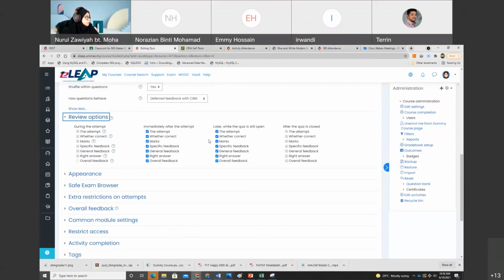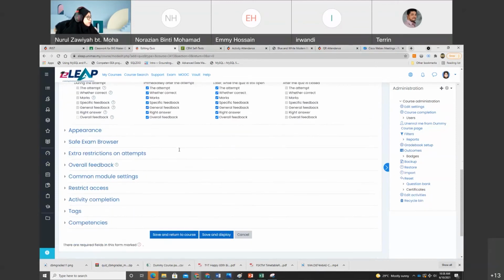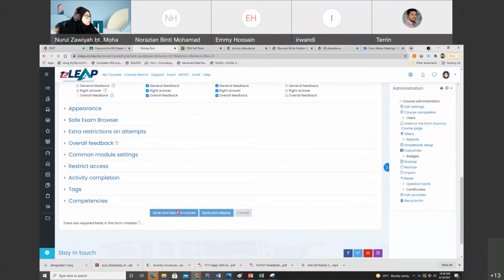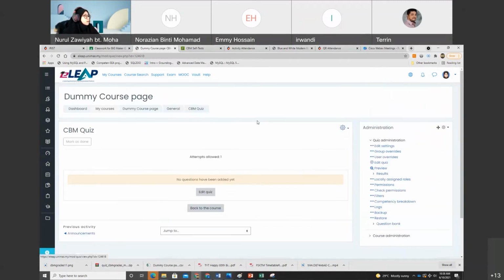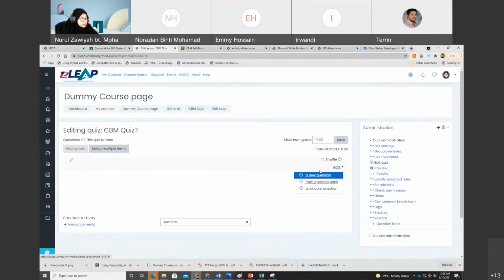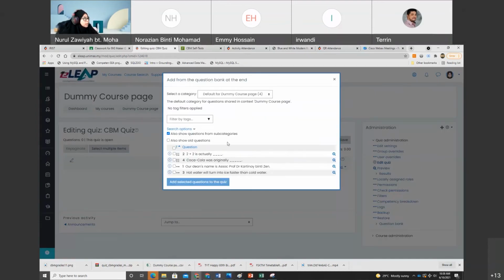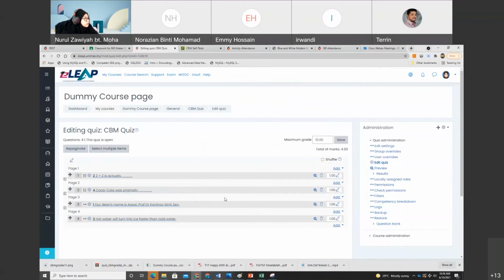And then review options. Maybe we just leave it at that. It's good for them to see their own performance. All right, so let's add in some questions. I have some in my question bank: our dean's name, 2 + 2, Coca-Cola. I'll add all of them. All of these are multiple choice and true/false questions. So the maximum grade is 4, 1 mark each.